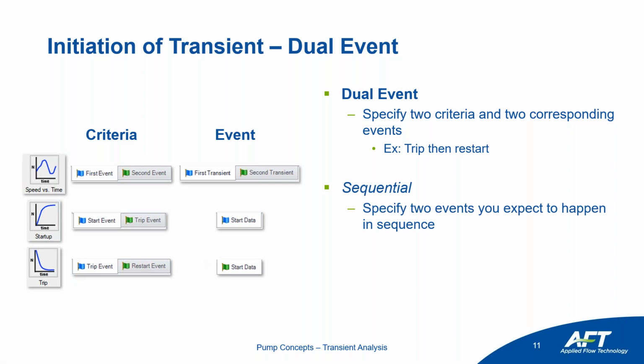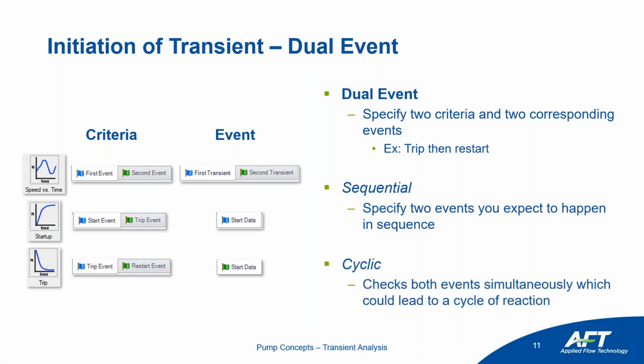So in this case, you would just specify 2 events you expect to happen in sequence, or you can have a cyclic check. So it'll check both criteria at the same time. And then if either of those criteria is met, then it'll do the corresponding event. So this can lead to a cycle. So let's say you trip it, and then when you restart it, that again causes the criteria to trip again. And so it can cyclically restart over and over, which could happen in your physical system. Again, it all depends on the inputs to the model.